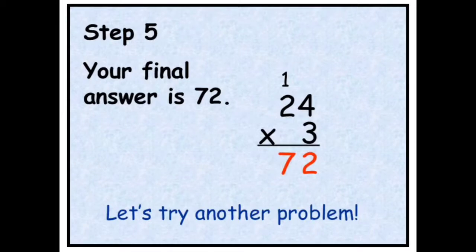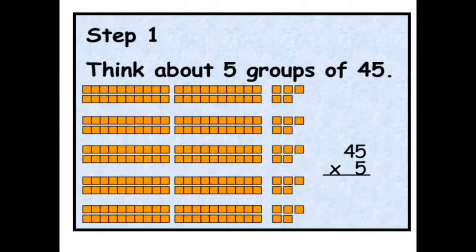So what is your final answer? 72. So hope with the help of these steps you can understand how we multiply a 2-digit number by a 1-digit number. So let's move forward. Okay, let's try another problem.